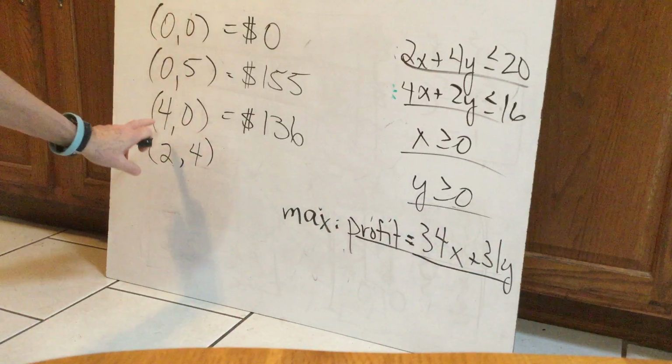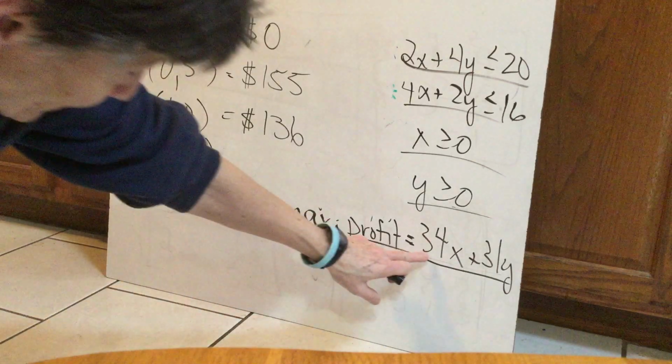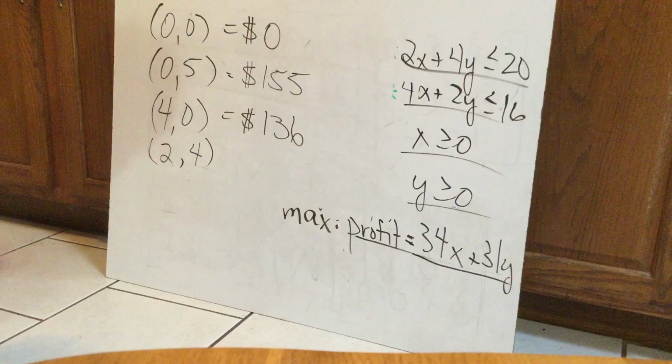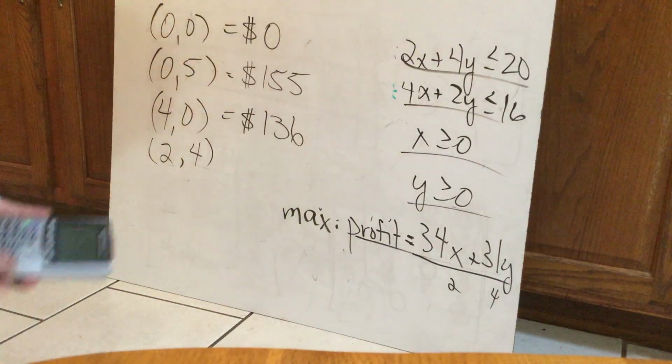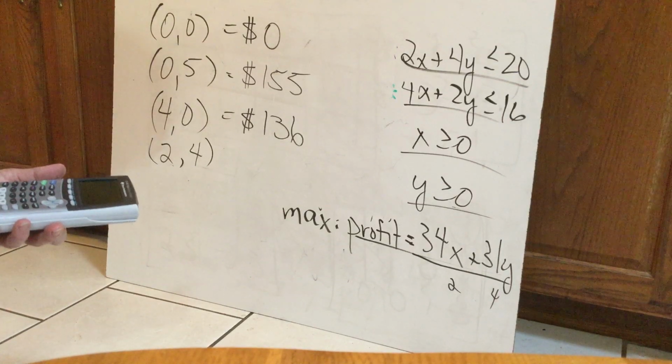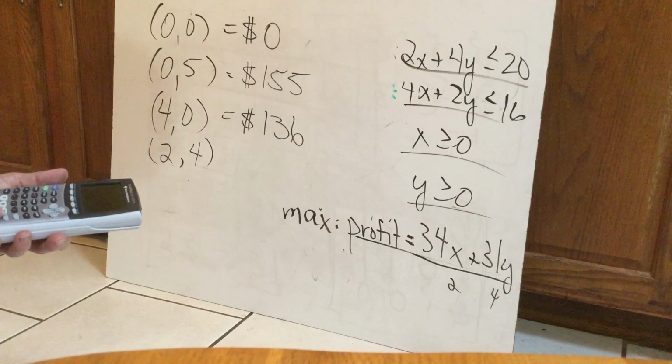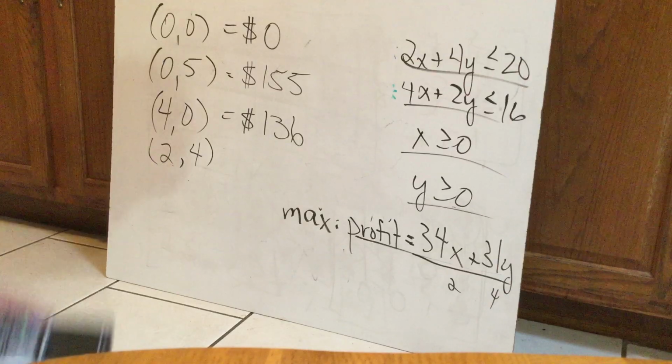All I'm doing, kids, is plugging in the x and the y value right into my profit expression. So now I'm going to put 2 in here and 4 in here. And I got $192.